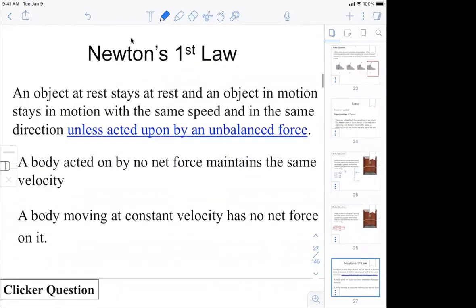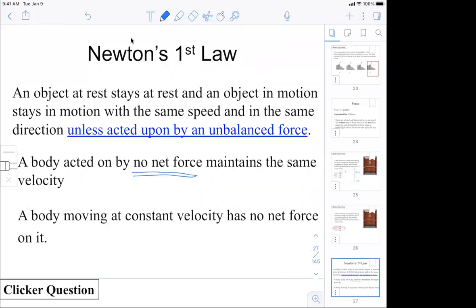So that's Newton's first law. The body acted on by no net force will maintain the same velocity. And again, this is implied. A body will remain at rest or remain in motion with the same speed and same direction, which means there's no change in velocity, so no acceleration, right? Unless there is an unbalanced force. If you have a balanced force, which means a net force of 0, then the body is not going to have a change in speed or direction. It will have no acceleration. So this is implied in Newton's first law.